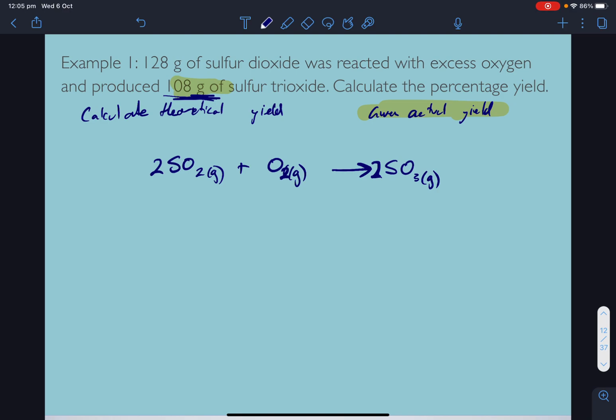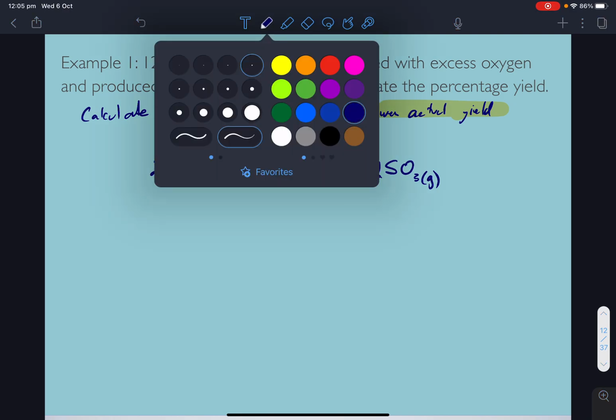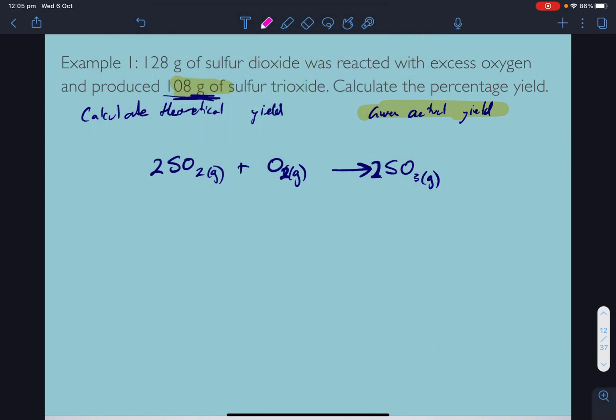So info from the question, I've got 128 grams of this. Here we've just got excess. So we know already that the sulfur dioxide is going to be the limiting reagent because we've got a whole heap of O2. So we know that the theoretical yield is going to be based on the amount of moles of the limiting reagent, which in this case is the sulfur dioxide. So let's work out how many moles of SO2 we've got.